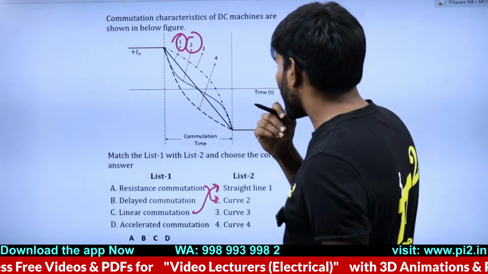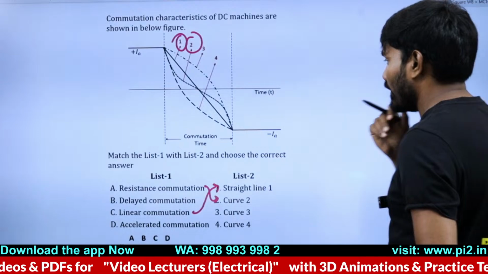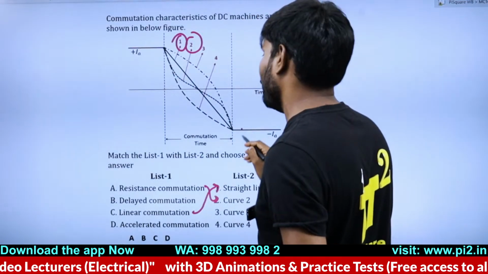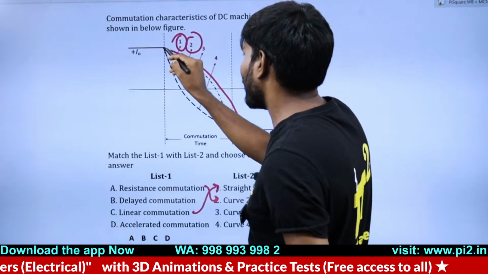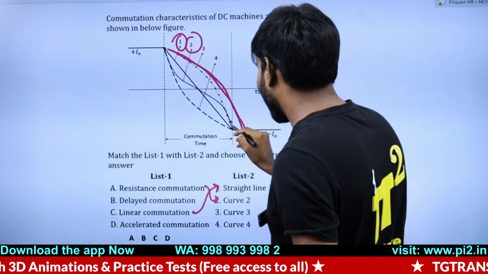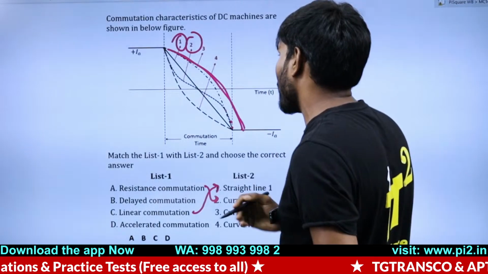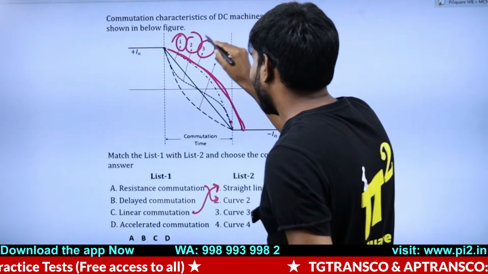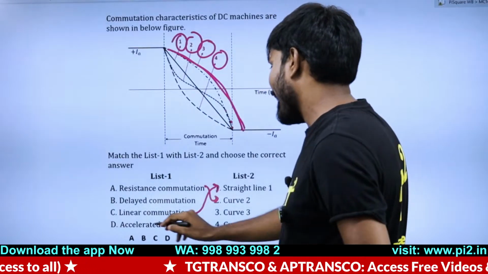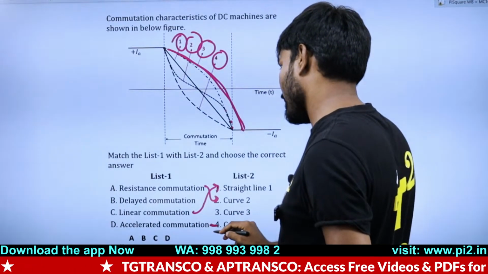I think the diagram is not so good, but delayed commutation, actually speaking, should end up somewhere over here. To be more precise, this is what delayed commutation should look like, but the diagram says it is here, so I had to take a chance. So this 3 is a delayed commutation, and this is accelerated commutation.